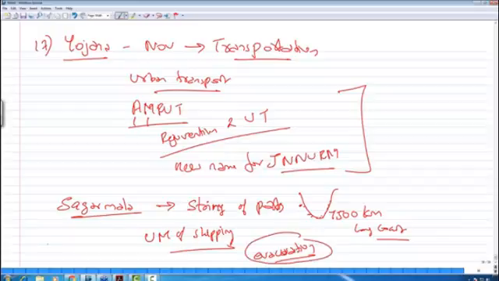Now there is also an NSAC, National Sagar Mala Apex Committee. It is not yet formed. It's envisaged, which will allow for coordination between all these ports.